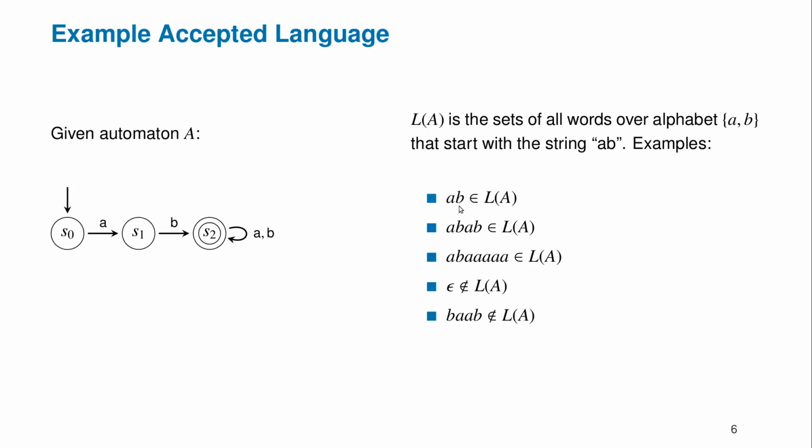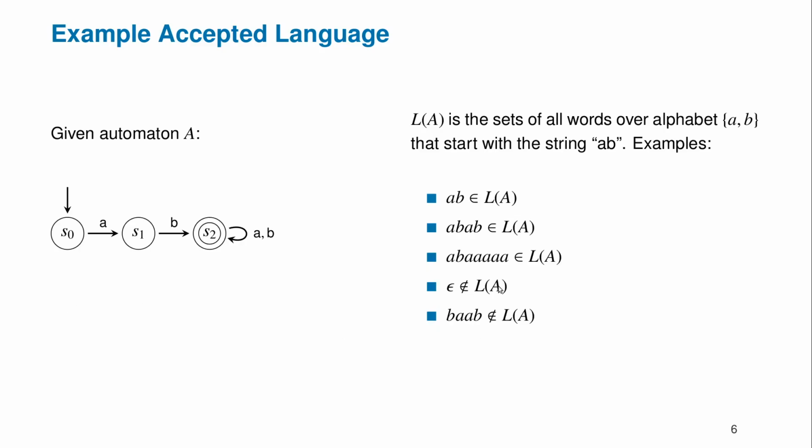Hence, the string AB is in the language of A, the string ABA, so where we have some A's afterwards, is in the language of A, and so on. All strings that start with AB are in the language of A, because we first read an A, then we read a B, and then we are in the final state when we start from initial state S0.